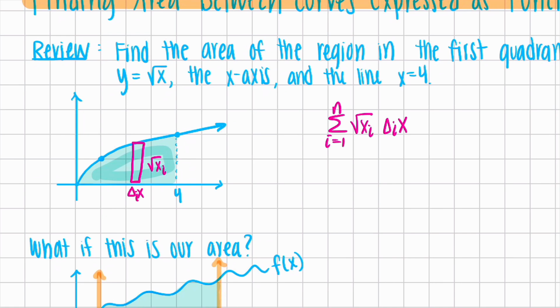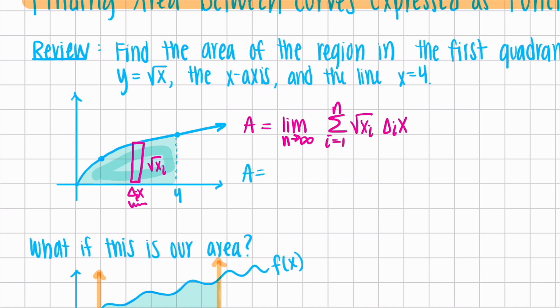And then we said if I shrink the length of this delta i sub x, in other words, if I take the limit as n goes to infinity, so I increase my number of rectangles over and over again, let's say now I have infinitely many rectangles, I'm going to get the area of this whole shaded region. So that was our basic understanding using Riemann sums. We translated this into finding an integral.